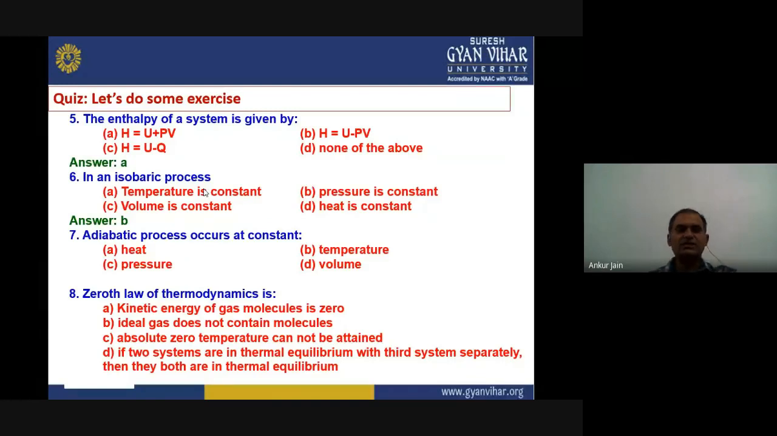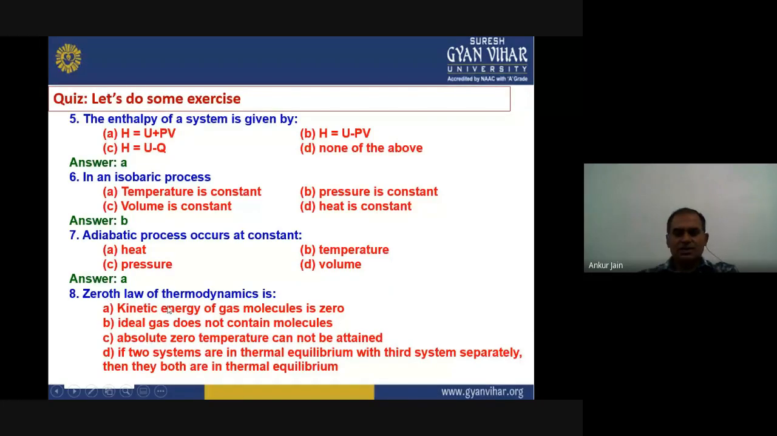The next question is related to adiabatic process. What is the variable that is kept constant in adiabatic process? Heat, temperature, volume, or pressure? Of course, adiabatic process is the process where no heat exchange is allowed. That means the heat is constant. So the right answer is option A. The heat is constant during the adiabatic process.